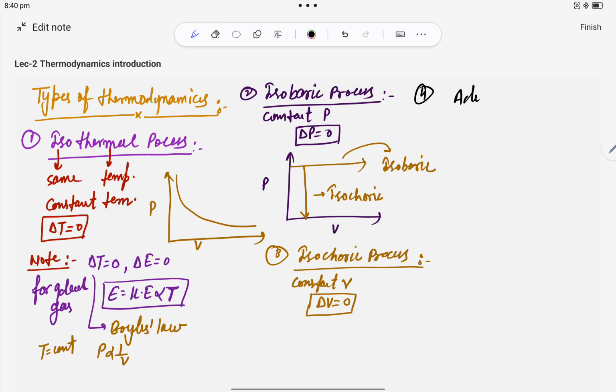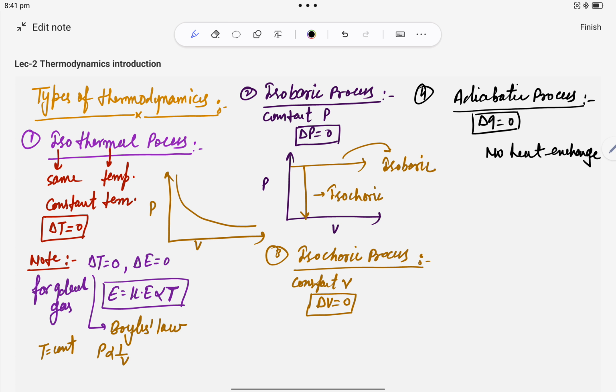Number 4, adiabatic. Adiabatic process, delta Q is zero. Change in heat is zero, that means no heat exchange. So what is the graph, children? See, in this graph, graph number 1, graph number 2. In graph number 1, the adiabatic process has more slope. This black line is adiabatic.